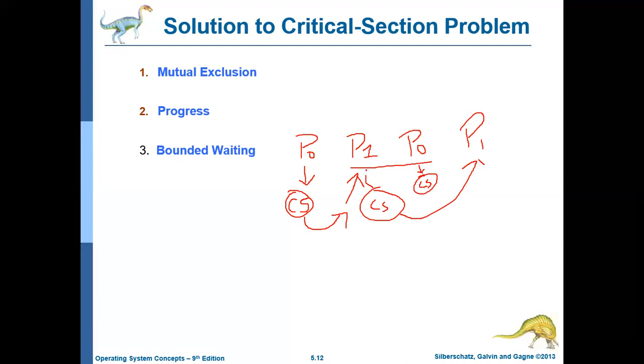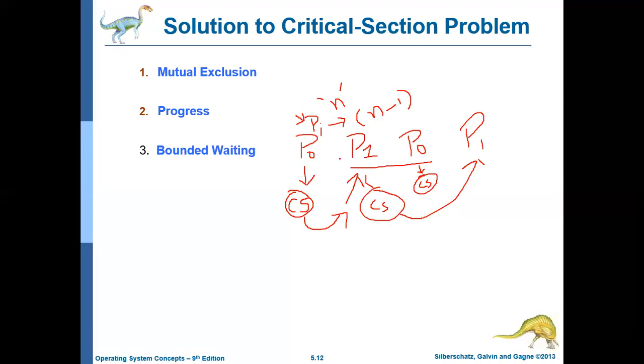So we can generalize this. If there are n processes waiting to enter the critical section, and currently process Pi comes out of the critical section and immediately wants the critical section again, then it should not be allowed to enter unless all the remaining n minus 1 processes have entered the critical section. Only then should Pi get a chance. So this is called bounded waiting.